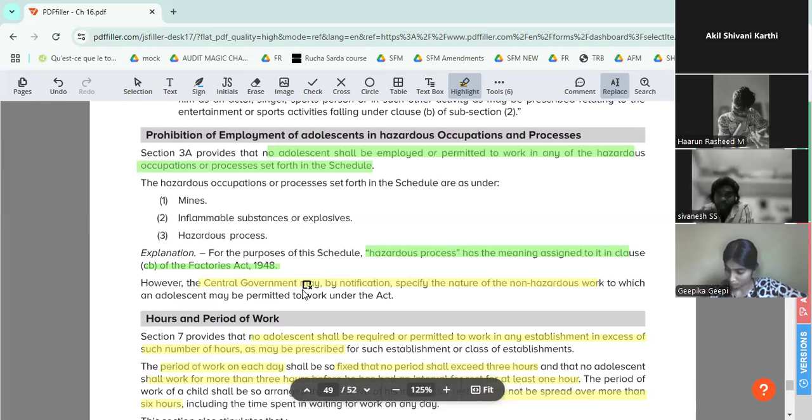So no child above the age 14 up to 18 will be involved in any of these hazardous occupations. That is, he cannot work in mines, he cannot work in places where they deal with inflammable substances or explosives or any other hazardous processes involved. For the purpose of this schedule, process has been assigned the meaning given in clause CB of the Factories Act 1948. Whatever meaning has been given to hazardous process in the Factories Act 1948, the same meaning will apply here also.